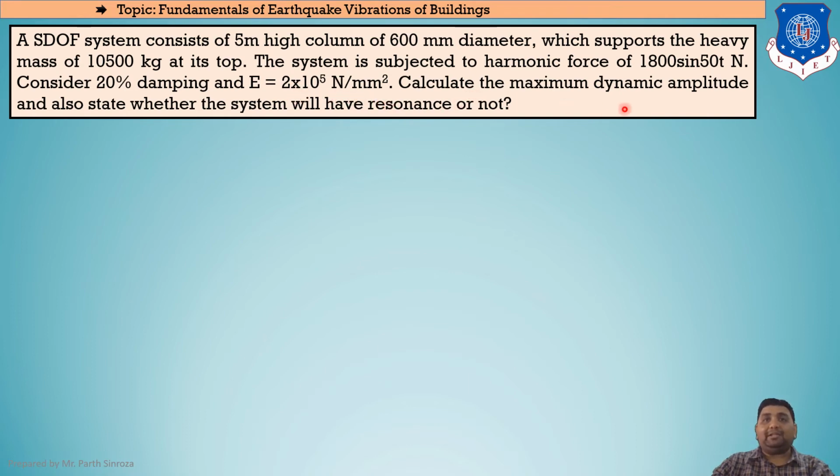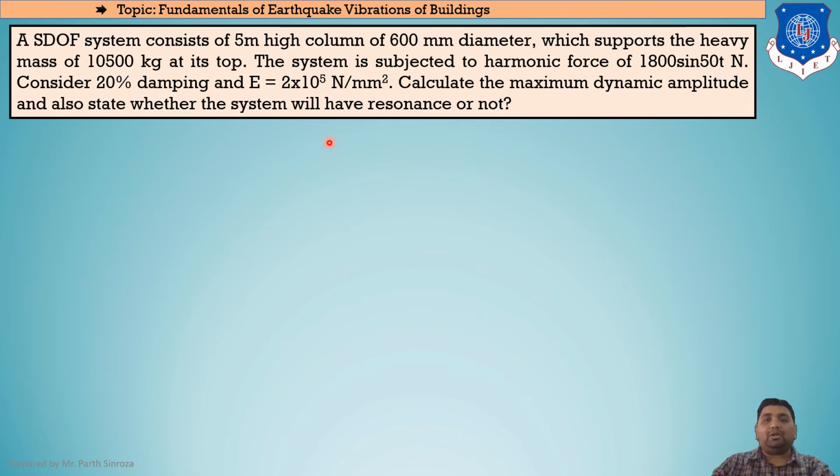We need to calculate the maximum dynamic amplitude. Maximum dynamic amplitude, that means X max. Clear? We need to find the value of X max and also state whether the system will have resonance or not. It is also asked as a subsidiary question that after calculating everything, we need to identify whether the system will be having a resonance or not. How we'll be checking that, we'll be seeing in the later portion.